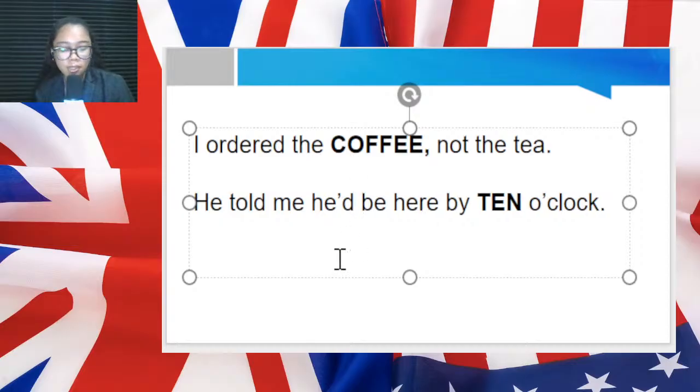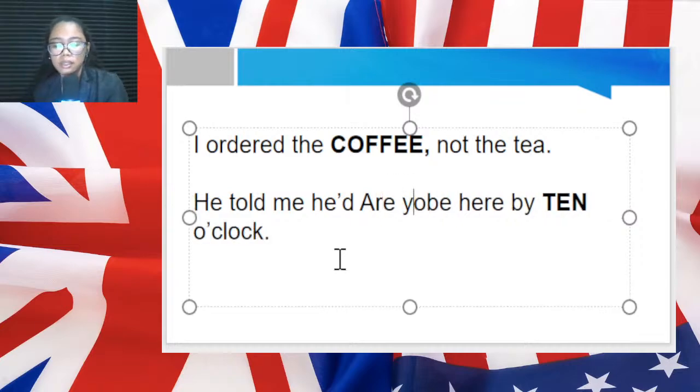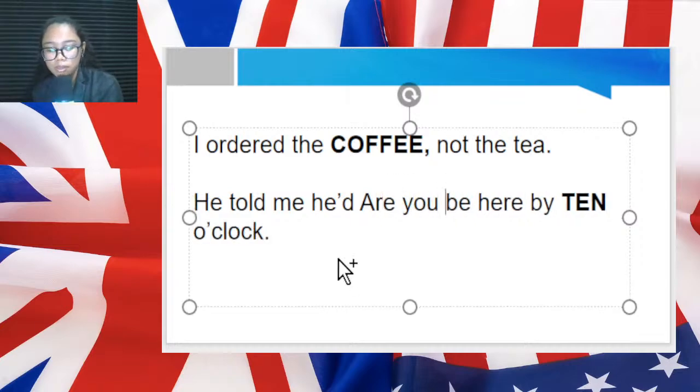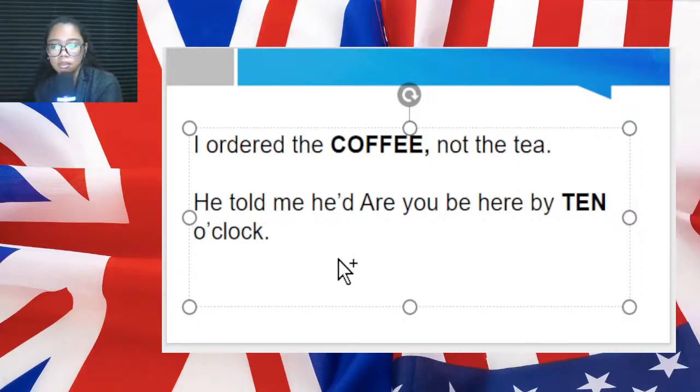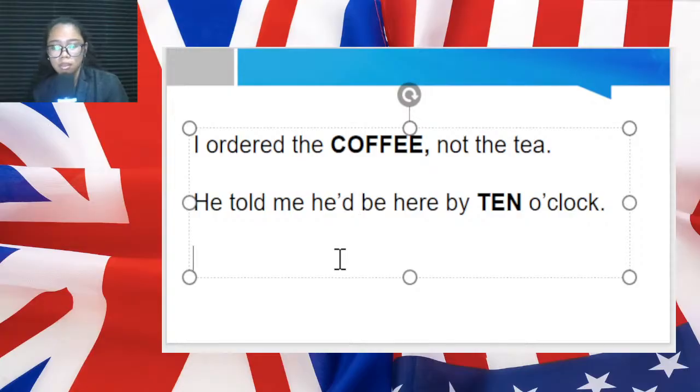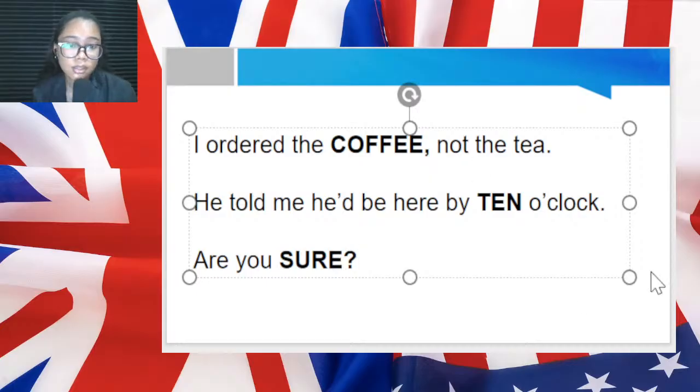Maybe a last sentence. Let's just try a simple one. Are you sure? Okay, this is just a simple sentence. Are you sure? Okay, so let's just try. Are you sure? The rise-fall on sure emphasizes the listener's certainty, conveying a strong query or doubt about whether the action was truly completed.